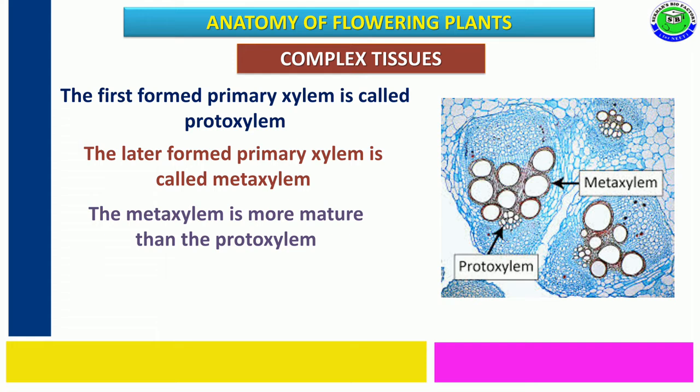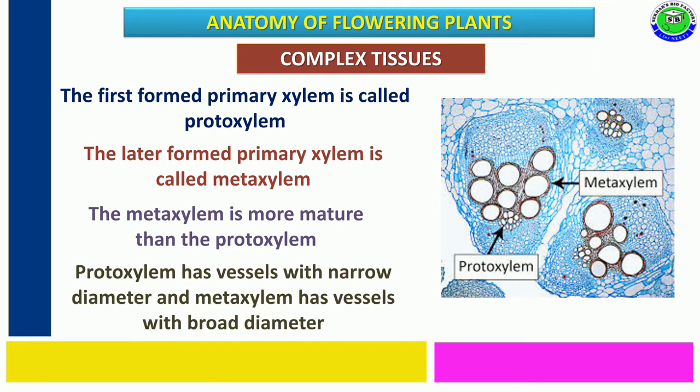The metaxylem is more mature than protoxylem and consists of a wider lumen. The protoxylem has vessels with a narrow diameter, and metaxylem has vessels with a broad diameter.